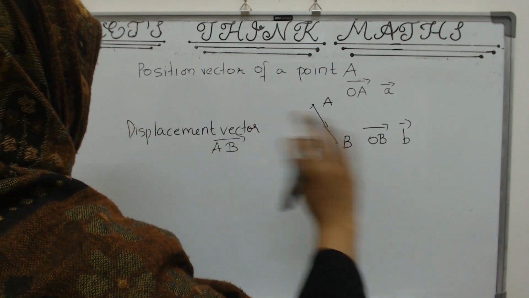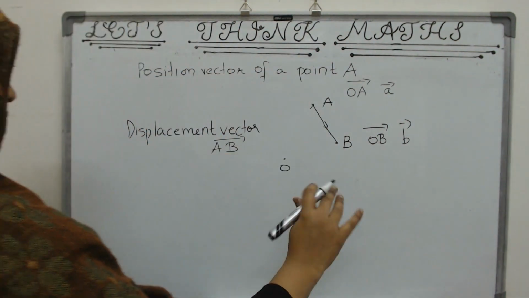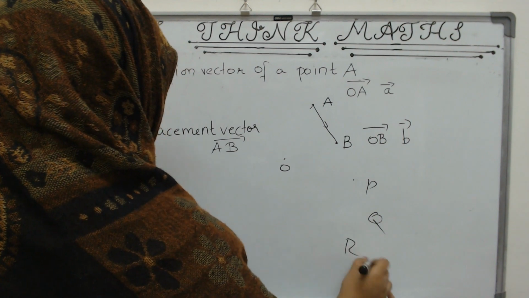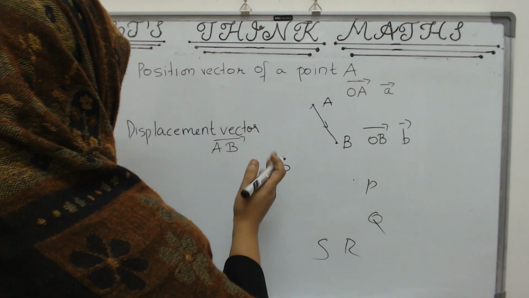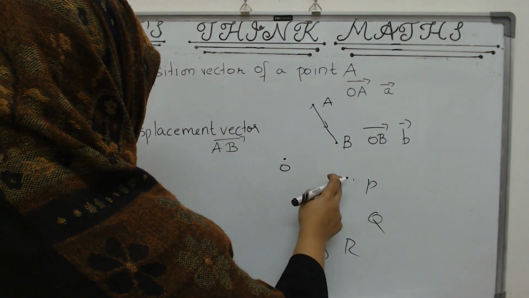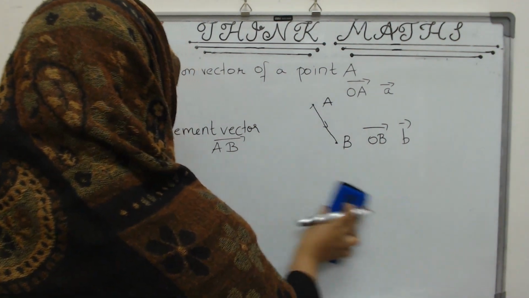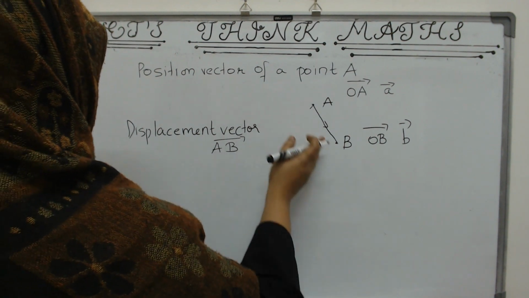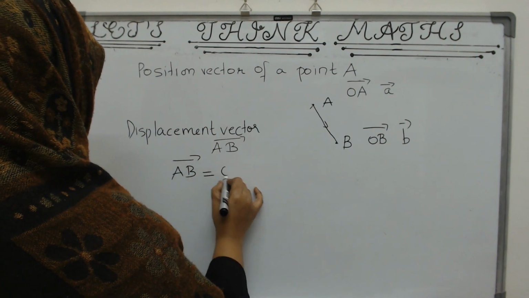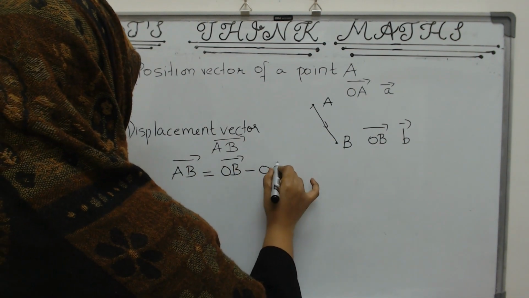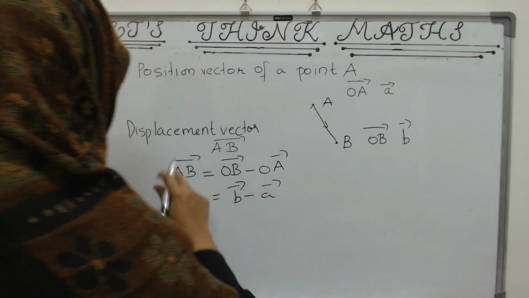The position vector of any point is with respect to a fixed point O. Any point you take on the earth, P or Q or R or S, for all of them the starting point, the initial point, is this O. And the terminal point is whichever point you are taking. That is the position vector. But the displacement vector is very specific. It goes from A to B. And how is a vector represented? It is represented as the terminal point minus the initial point, which means B minus A. This is the displacement vector.